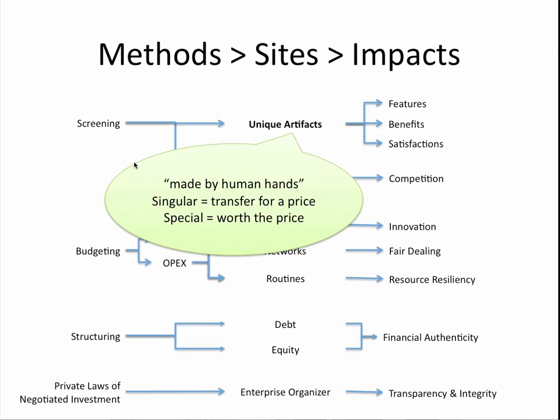And the artifact has to be unique in being both singular and special. By singular, we mean you can physically deny benefits access to some people and grant access to others, which means it's physically possible to transfer the artifact to someone for a price. And special means that other people value having access to that artifact and that it's worth that to them to pay a price to get it.